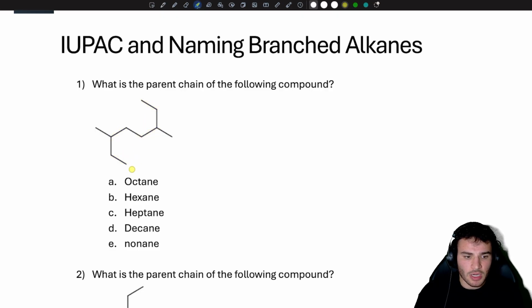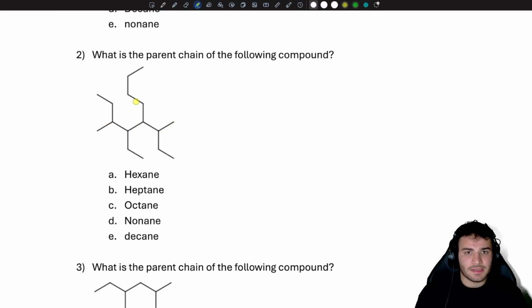Let's explore a couple of our other options. 1, 2, 3, 4, 5, 6, 7. That's not going to be the parent chain. 1, 2, 3, 4, 5. That's not going to be the parent chain. And 1, 2, 3, 4, 5, 6, 7. Also definitely not the parent chain. And so our parent chain is definitely going to be this highlighted chain consisting of 8 carbons, meaning that our parent chain is octane.